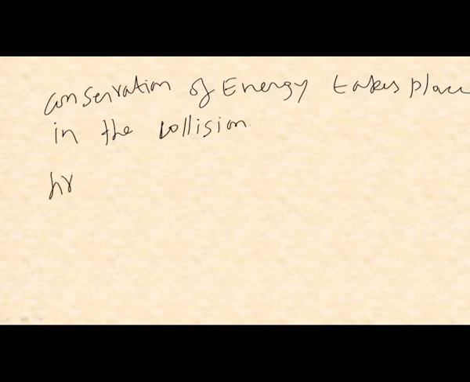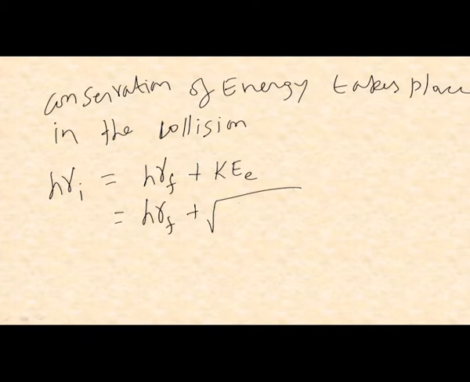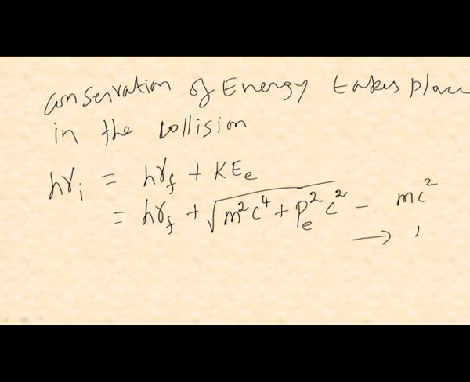So, h nu i is the energy before collision, because the electron is at rest. Then energy after collision is h nu f, the energy of the scattered photon, plus kinetic energy of the electron. Now substitute the kinetic energy of the electron in relativistic terms. So you will get h nu f plus square root of m square c to the power 4 plus p_e square, that is the recoil momentum of the electron, into c square, minus m c square. Keep this as equation 1. Here the electron's kinetic energy is considered as total energy minus rest mass energy.